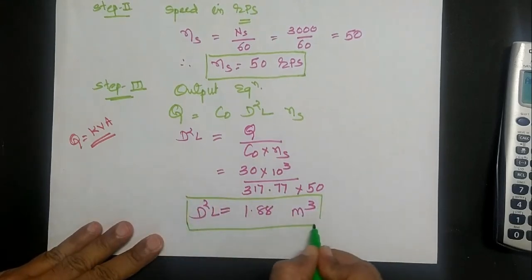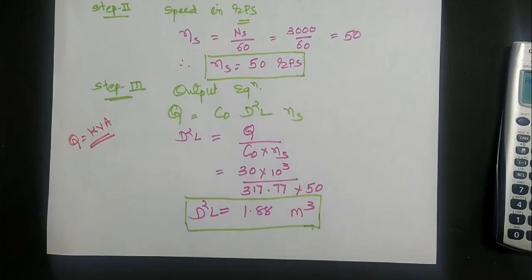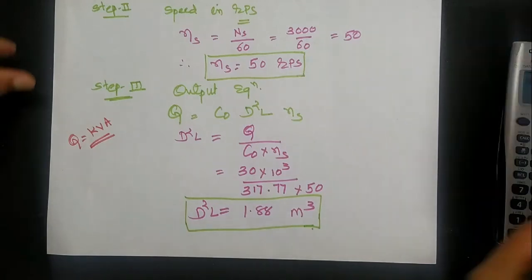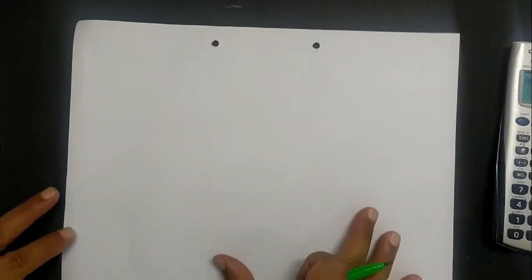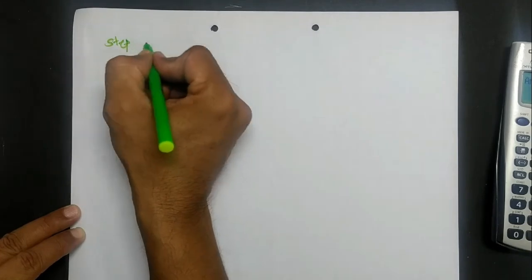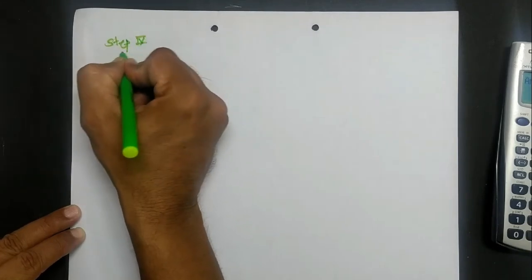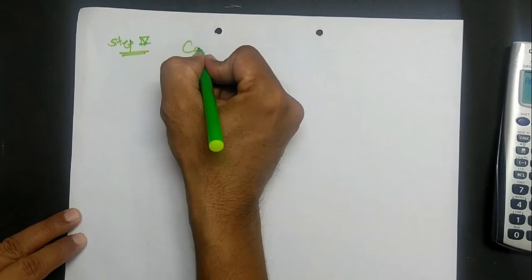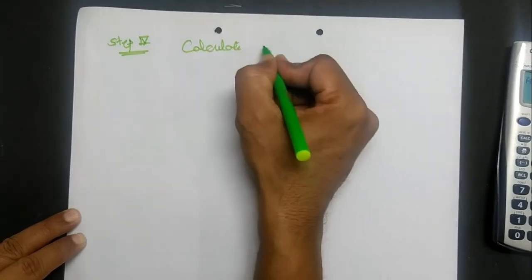Now our next step is to separate D and L. To separate, we have several methods, but in this example peripheral speed is given. If peripheral speed is given, it is very easy to calculate diameter. So now let us calculate diameter. So in step 4, calculate diameter.